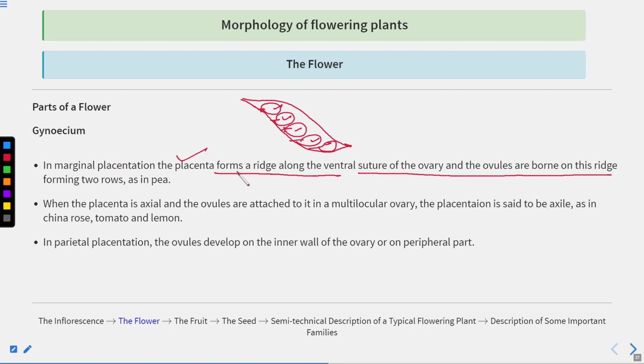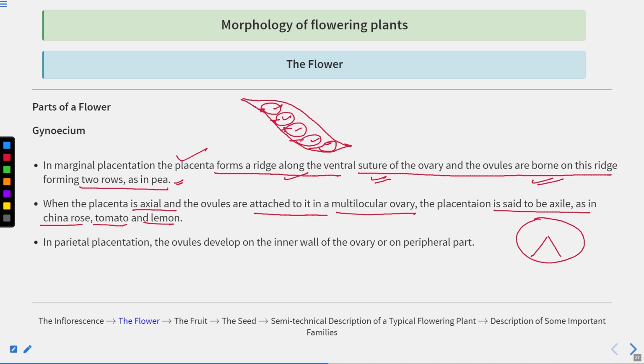In marginal placentation, the placenta forms the ridge along the ventral suture of the ovary and the ovules are borne on this ridge forming two rows, as we see in the case of pea. When the placenta is axial and the ovules are attached in a multilocular ovary, the placentation is said to be axial. You can see it in the case of China rose, tomato, and lemon. So when you cut the lemon, what you see? You see like this, okay? And here the seeds are arranged like this. In the case of tomato also, you can see such an arrangement. This is the wall and this is how they are arranged. So this is called axial placentation.